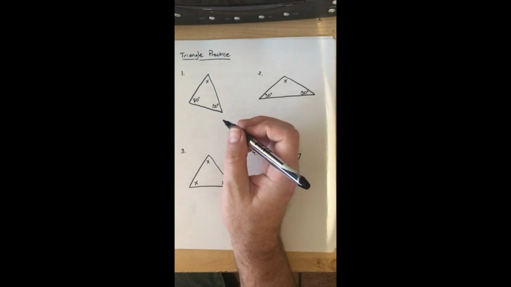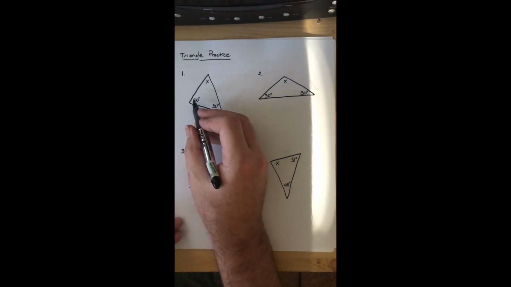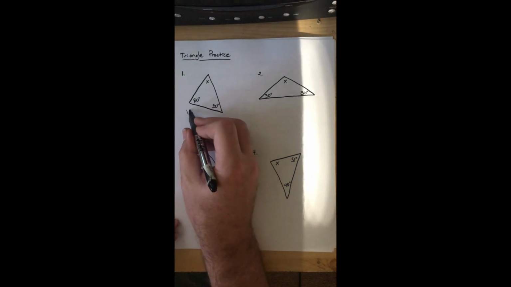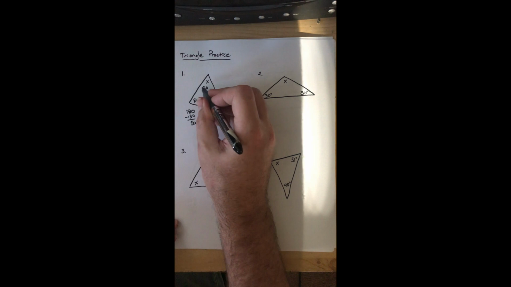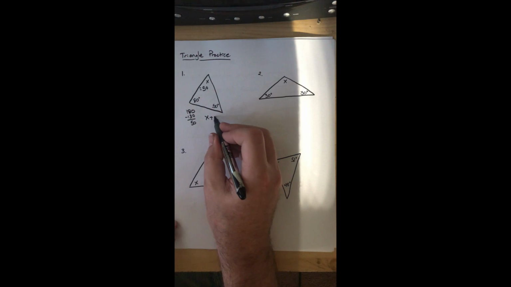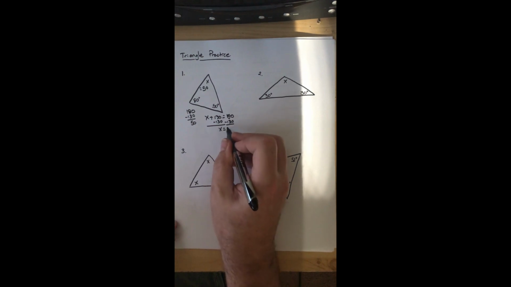All right. Let's go here. 2 angles are given. Finding one more. 80 plus 50 is going to be 130. So I'm going to subtract 130 from 180 and get 50. If you did the full equation, you would have done x plus 130 equals 180. Subtracted the 130. And x equals 50.